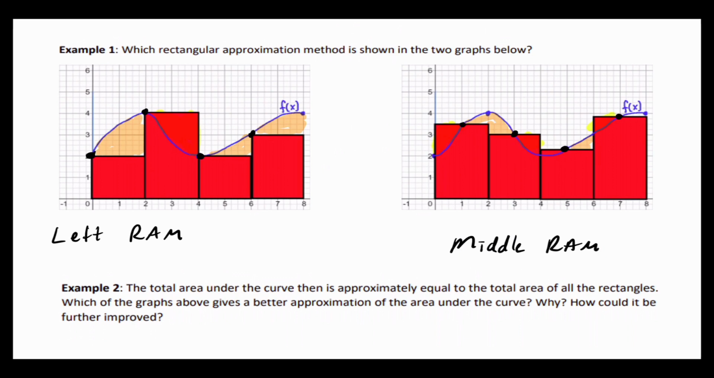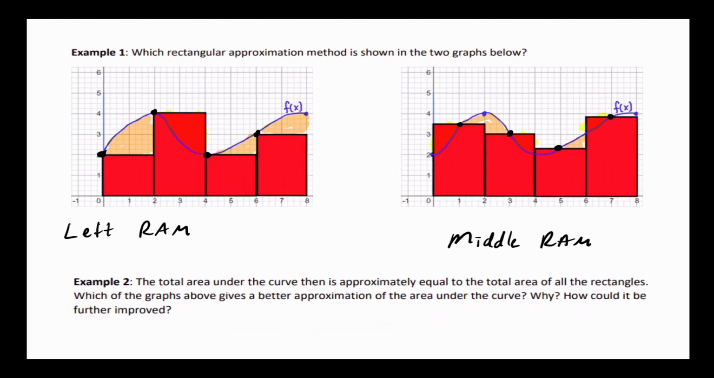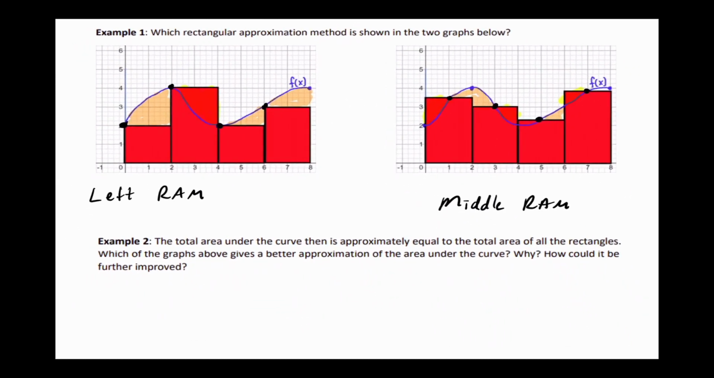Here's my question. How could we get better? How could I do this same thing, still use LRAM, still use MRAM, but get better? So what I mean by better is less of the orange, less of the yellow. Or no, let me use a different color. Yellow, yeah. Yellow is the part that I don't want.